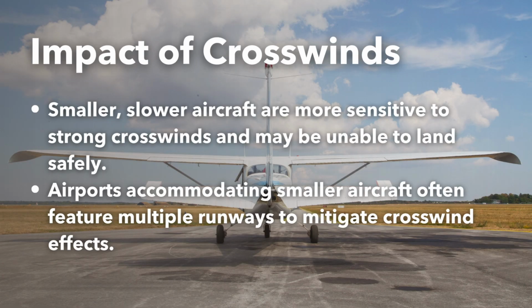While pilots are trained to operate in crosswind conditions, there are limits based on the aircraft's weight, landing speed, and the existing wind strength. Smaller, slower aircraft are particularly sensitive to crosswinds, and if the wind exceeds a certain limit, they may be unable to land safely. For this reason, airports serving smaller aircraft often provide runways in multiple directions to mitigate crosswind effects.